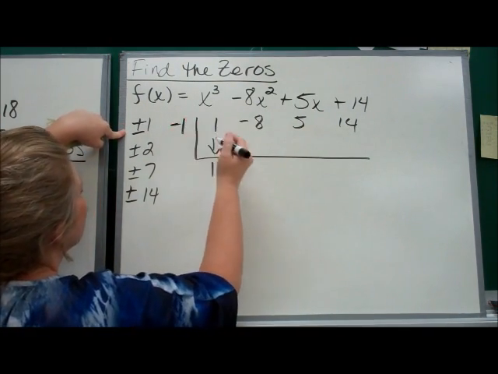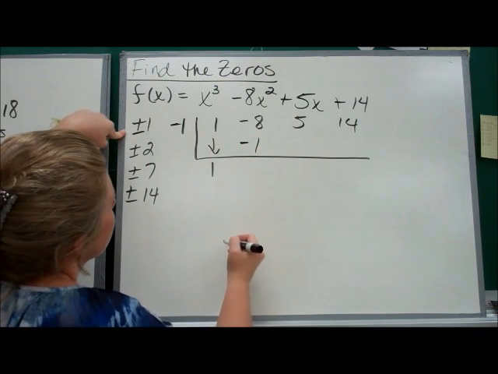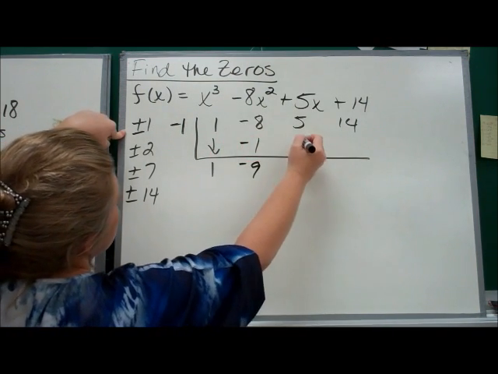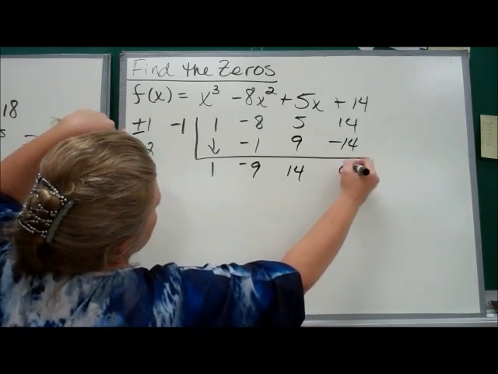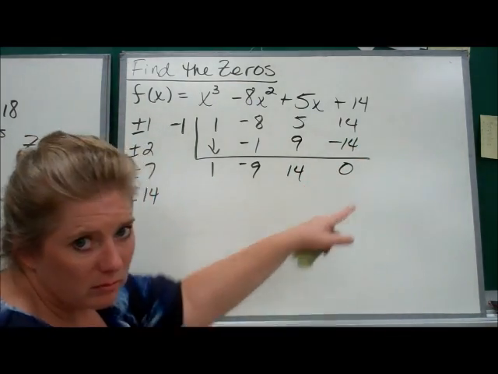1 times negative 1 is negative 1. This is negative 9. So this is positive 9. This is 14. This is negative 14. Oh, looky there. That one is 0.